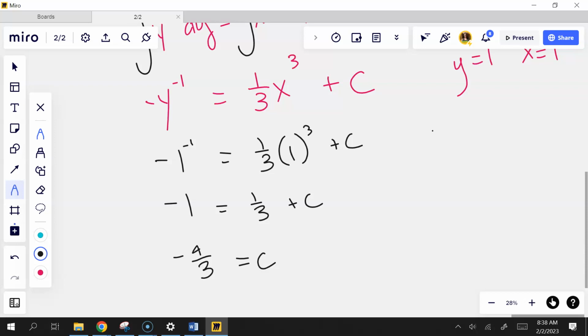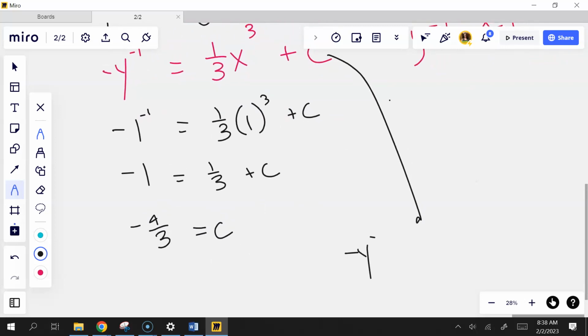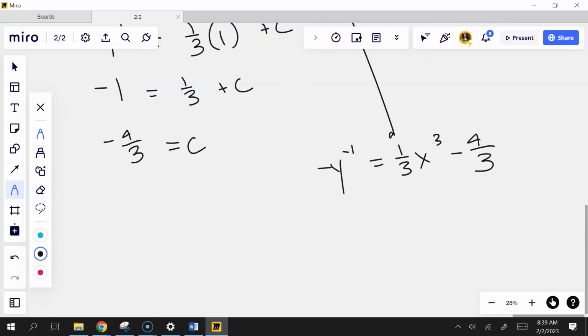Y'all with me so far? So I'm going back to this initial equation, and I'm going to say that negative y to the negative 1 equals 1/3 x cubed minus 4/3, but I'm still not done because it asked me to solve for y with that initial condition. So now what? Divide by negative, change everybody's signs. I can do that. So y to the negative 1 equals negative 1/3 x cubed plus 4/3.